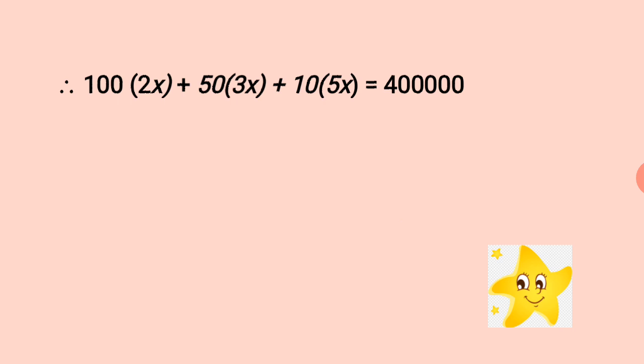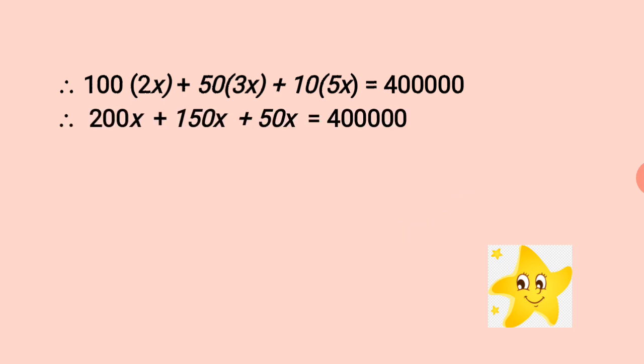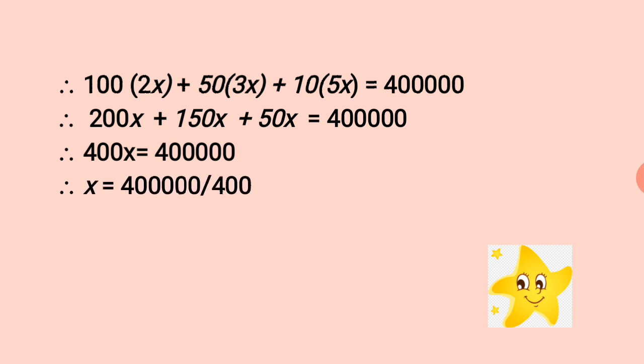Now, the same thing is written here, 100 into 2x. That was the amount of 100 rupee notes, plus 50 into 3x plus 10 into 5x, total 4 lakh. Do the multiplications. You get 200x plus 150x plus 50x equal to 4 lakh. Add them. Solve further. You get x to be equal to 100. Sorry, x to be equal to 1000.